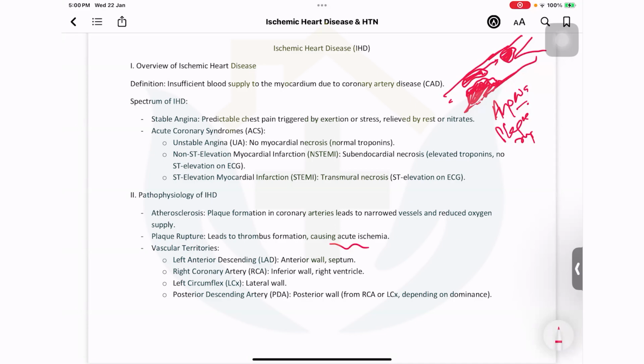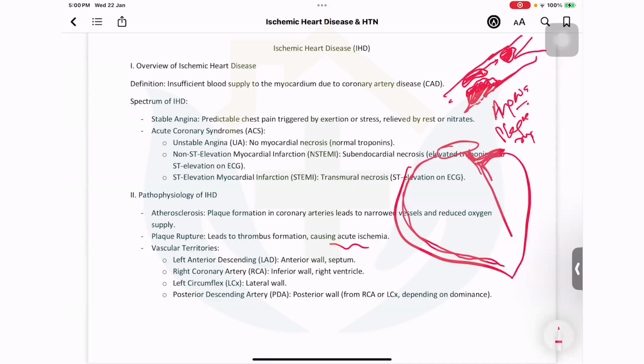The vascular territories, like we see in the heart. This is the RCA. This is the coronary sinus. This is the left main. This is the left circumflex, and this is the LAD territory.